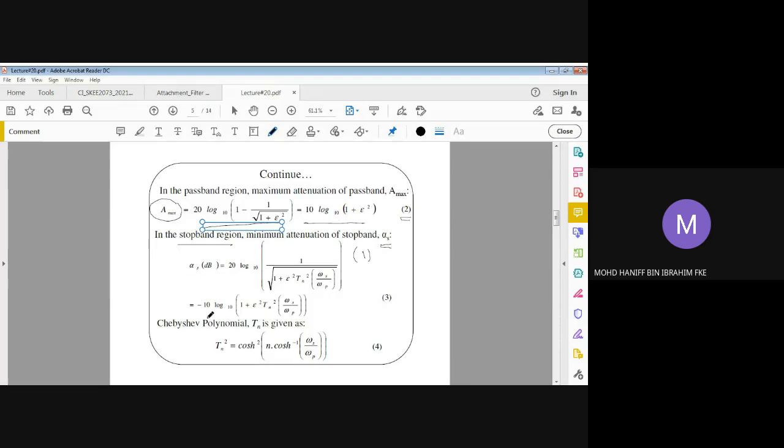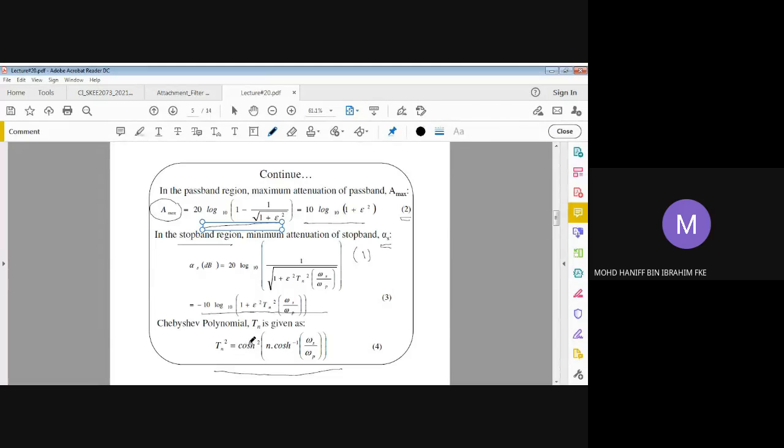And as a result, we're going to have equation number 3. Okay, so that should be the equation of the Chebyshev filters for the stop band region. So this is the equation in the pass band. This is the equation in the stop band. And the equation for the Chebyshev polynomial, the Tn, is given by equation number 4.